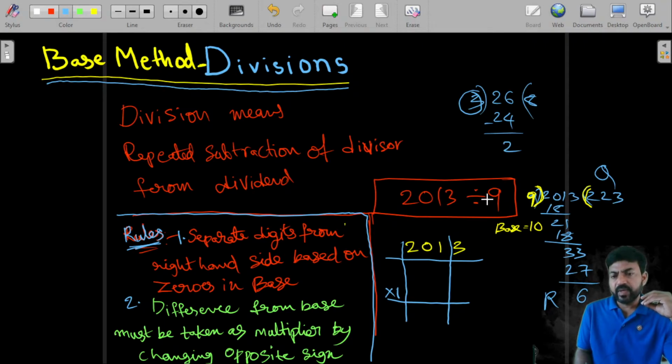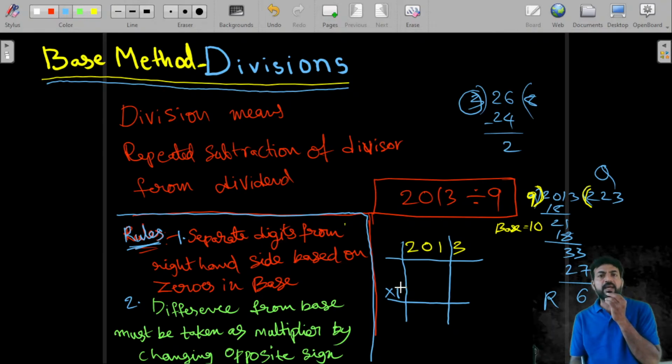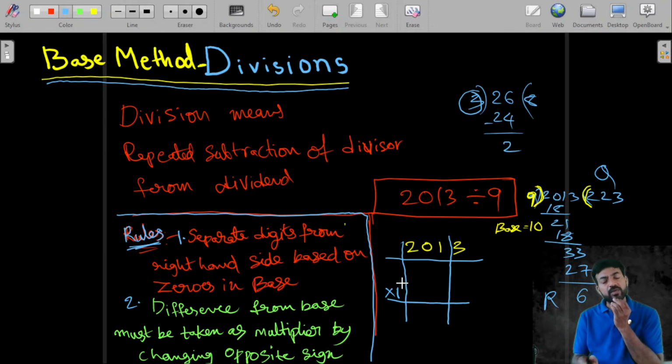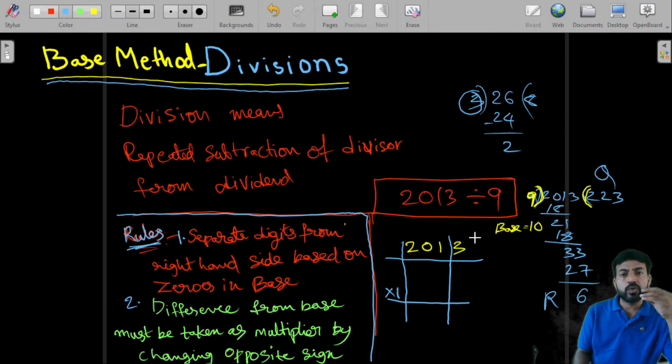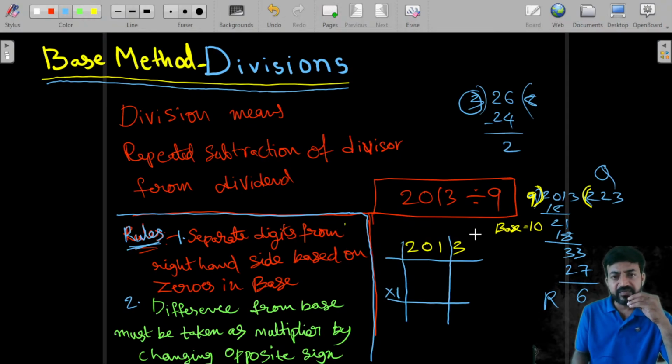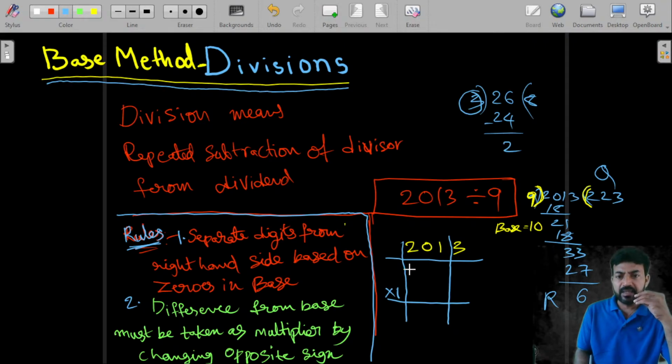Because our base has 1 zero. Now the difference between base and divisor is 1, so take that 1 as multiplier. So here we are converting division into multiplication. That's it. In our previous multiplications, we converted multiplication into addition and subtraction. Here we are converting division into multiplication. So there is nothing to multiply at first. You have to take 2 directly.